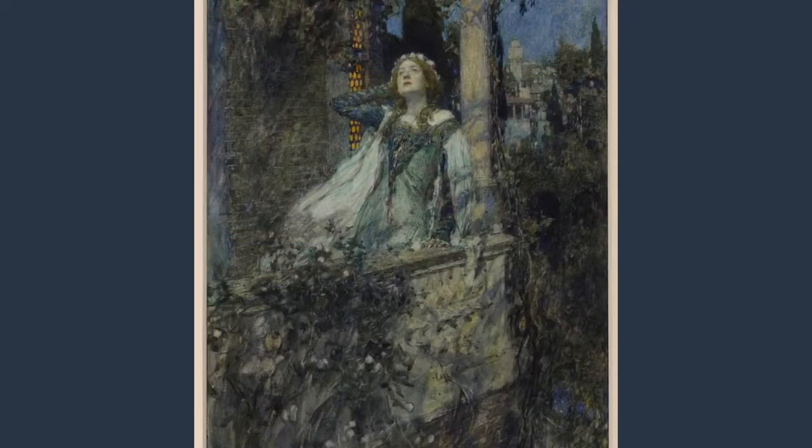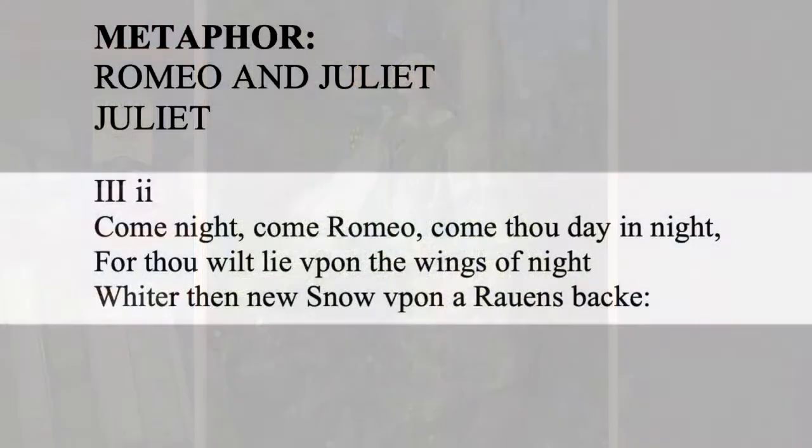Metaphor, which is also on this sheet, my favorite metaphor is Juliet. Juliet says, when she's talking to the knight in the famous Gallop Apace speech, "Come night, come Romeo, come thou day in night, for thou wilt lie upon the wings of night, whiter than new snow upon a raven's back." What does it mean?